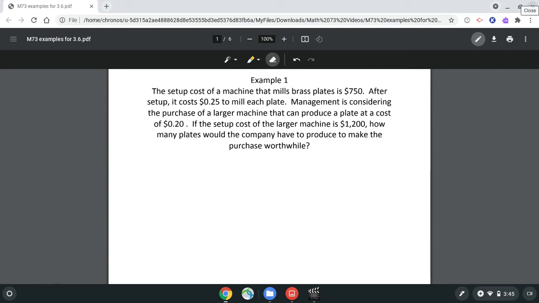Okay, so let's take a look here at this example. The setup cost of a machine that mills brass plates, so it makes brass plates, is $750. So the setup cost is $750.